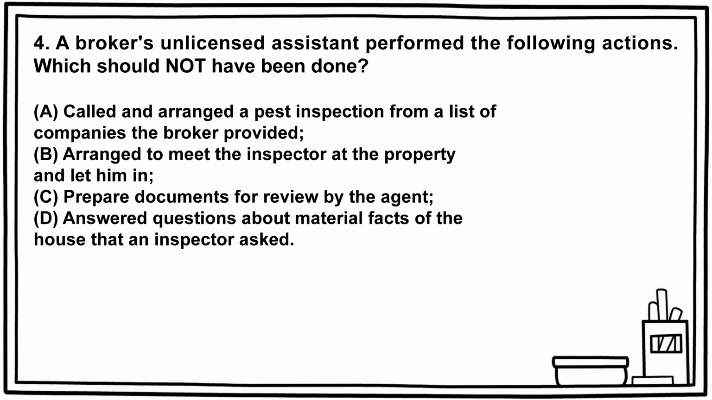4. A broker's unlicensed assistant performed the following actions. Which should not have been done? A. Called and arranged a pest inspection from a list of companies the broker provided. B. Arranged to meet the inspector at the property and let him in. C. Prepare documents for review by the agent. D. Answered questions about material facts of the house that an inspector asked.